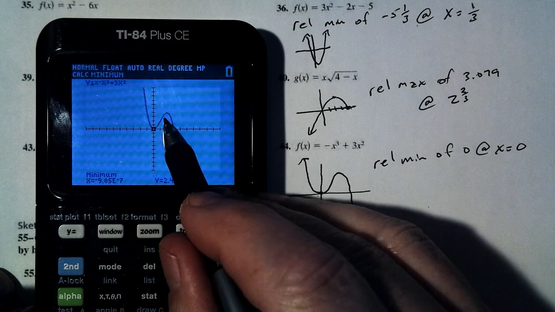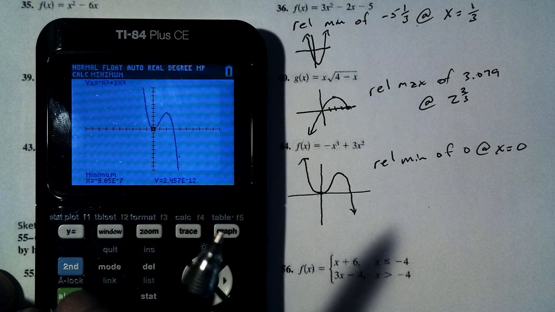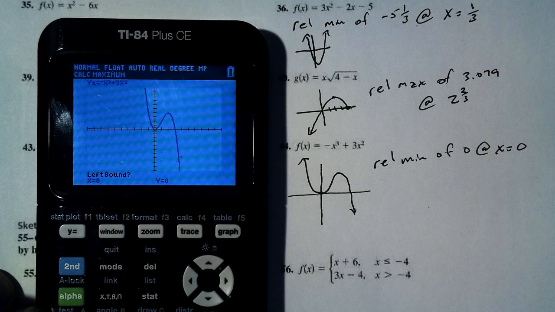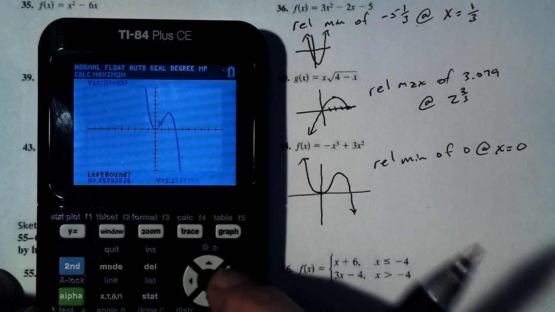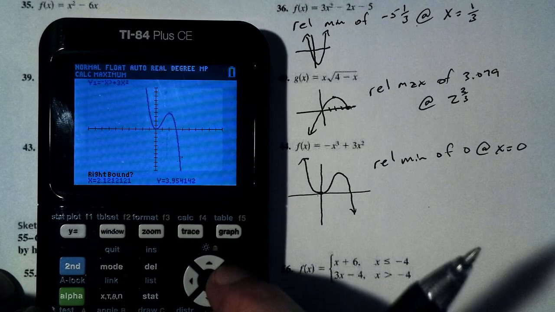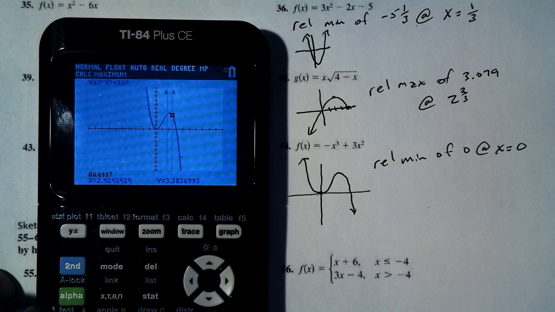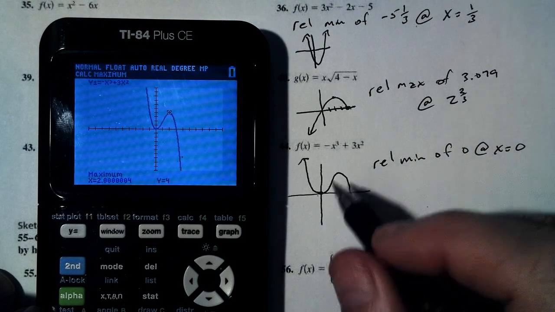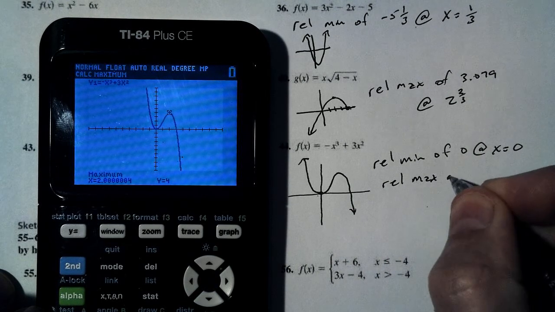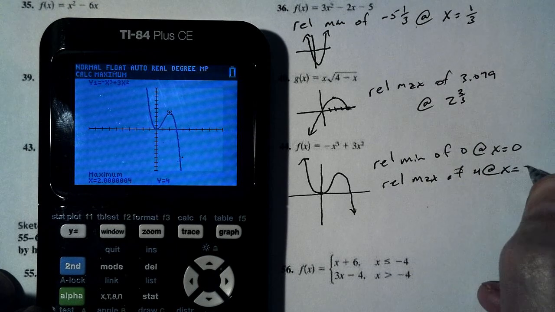Then we have a relative maximum over here. And we could have multiples of both of these things. So second calc max, pretty straightforward here. Get to the left of it, close but not so close that you might be beyond the maximum, excuse me. Get past it. Guess, and it looks like 4 at 2. We have a relative maximum of 4 at x equals 2.